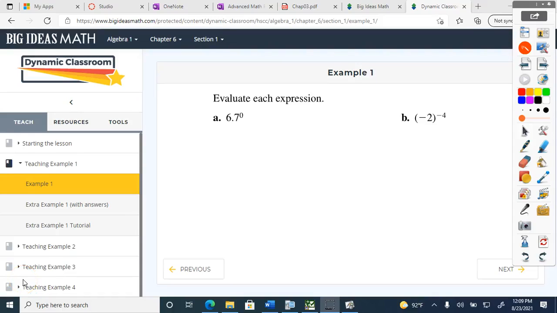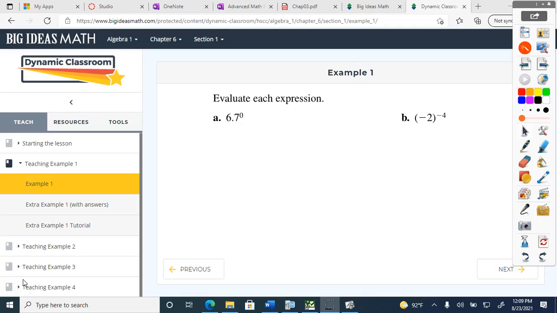All right, welcome back to the night class. Today we are studying exponents. We're in chapter 6, the first section. So let's get busy. These first two are special exponents, okay?